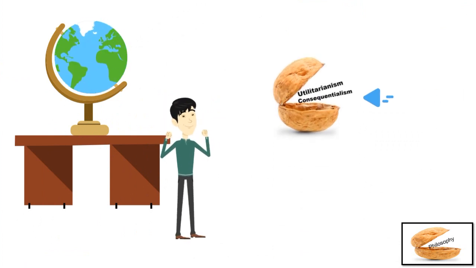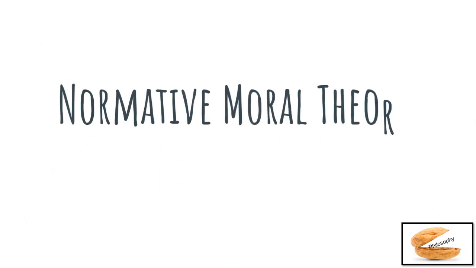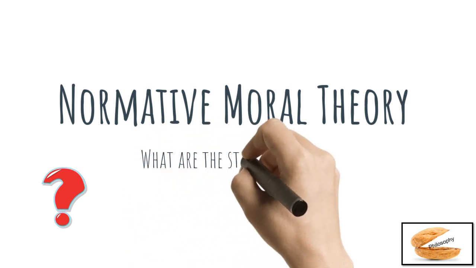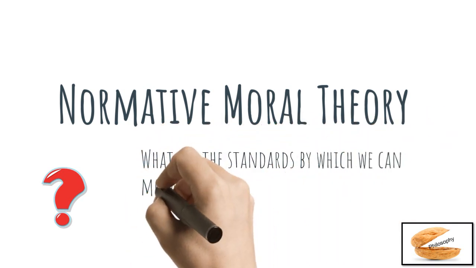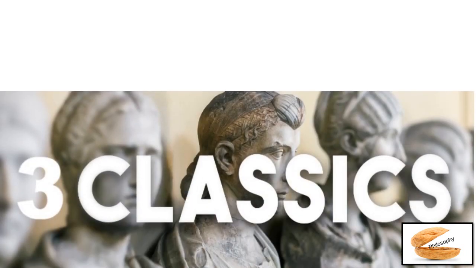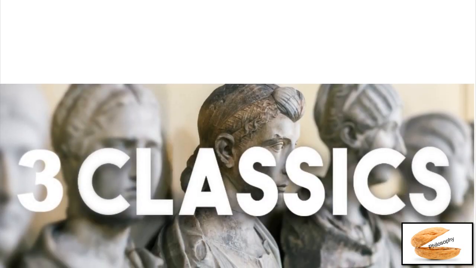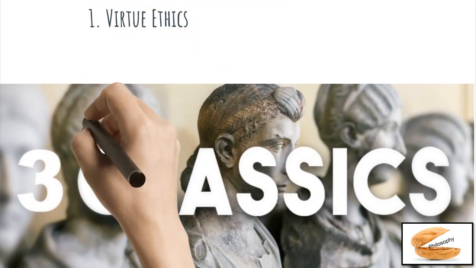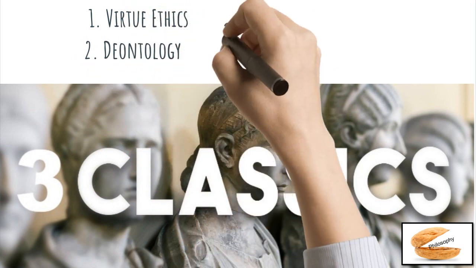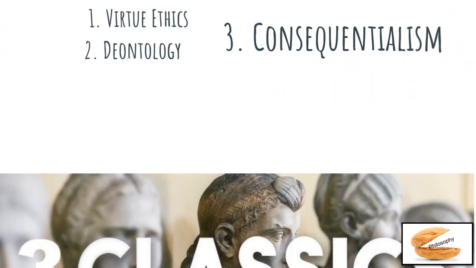Today's lesson: Consequentialism and Utilitarianism in a nutshell. Consequentialism is a normative moral theory. Normative theories answer the basic question: what are the standards by which we can morally justify our actions? The three classic normative theories are virtue ethical theory, deontology or rule-based ethics, and consequentialism.